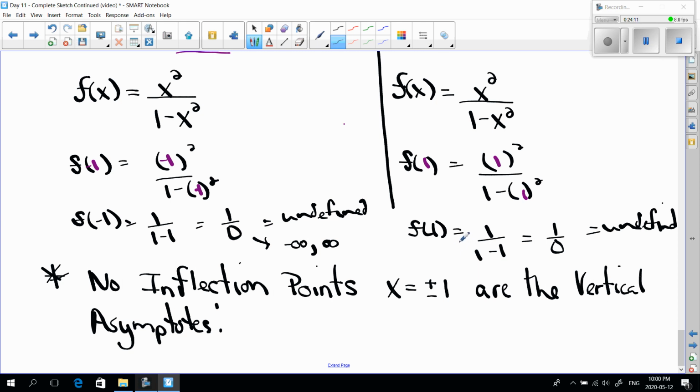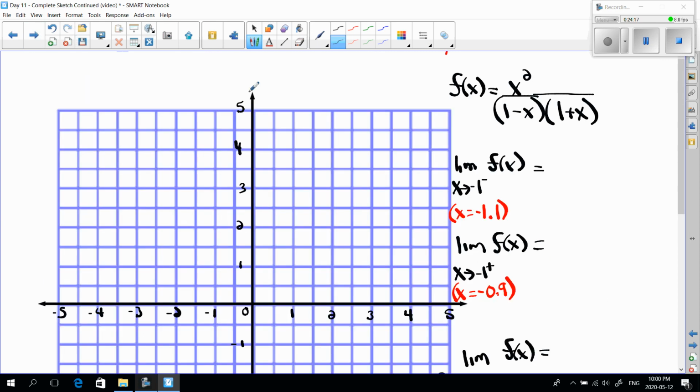Okay, so now it's time to sketch the curve. All right, so what you would do is, 1, locate all of your points. So the x-intercept was 0, 0. The y-intercept is also 0, 0. And the minimum value is 0, 0. That's the only point I know. There were no inflection points.